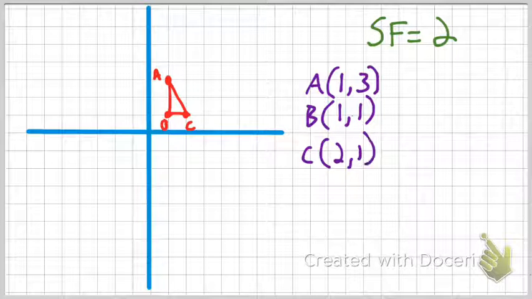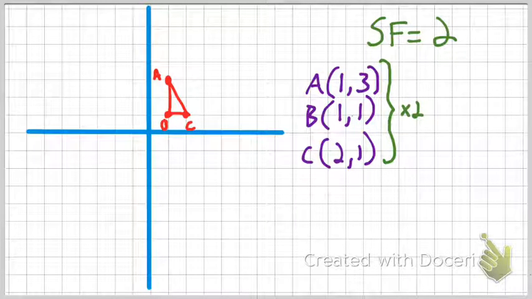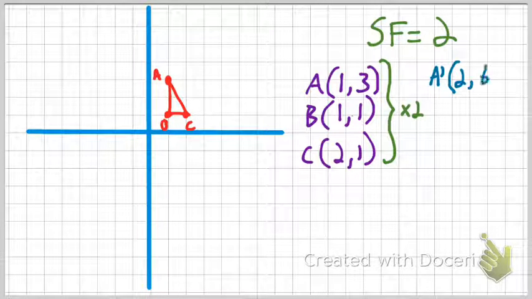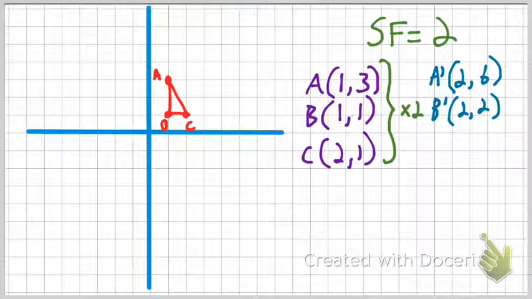Does everybody see how I got those coordinates? So for scale factor, we're going to multiply everything by the scale factor and get our new coordinates. Okay, so A prime would be what? 2 and 6. B prime would be 2 and 2. C prime would be 4 and 1. All we did was multiply every number by the scale factor.